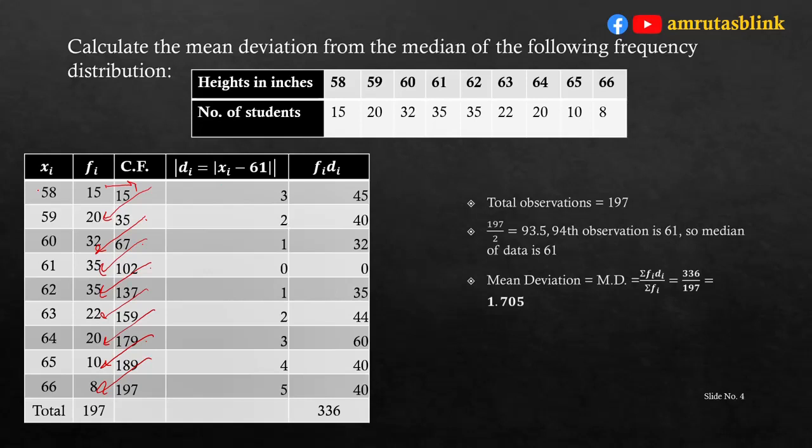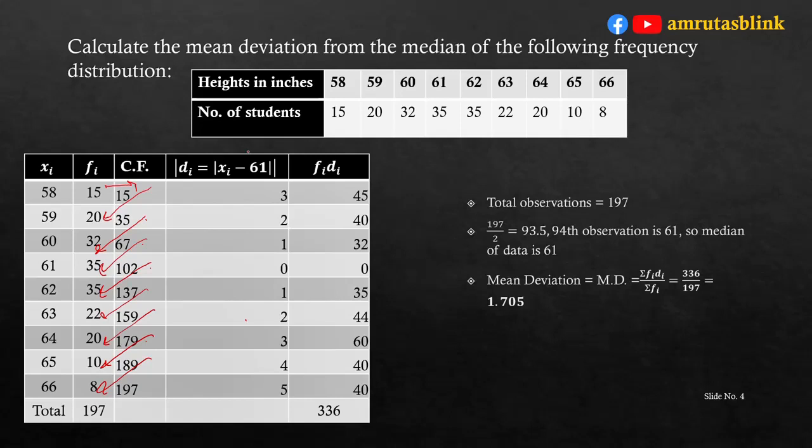So, modulus of 58 minus 61 we will write here, that is modulus of minus 3. So, it is equal to 3. Now, difference of 59 and 61 is 2. Difference of 60 and 61 is 1. 61 and 61 is 0. Now, 62 minus 61 is 1. 63 minus 61 is 2. Then 64 minus 61 is 3. 65 minus 61 is 4. And 66 minus 61 is 5.